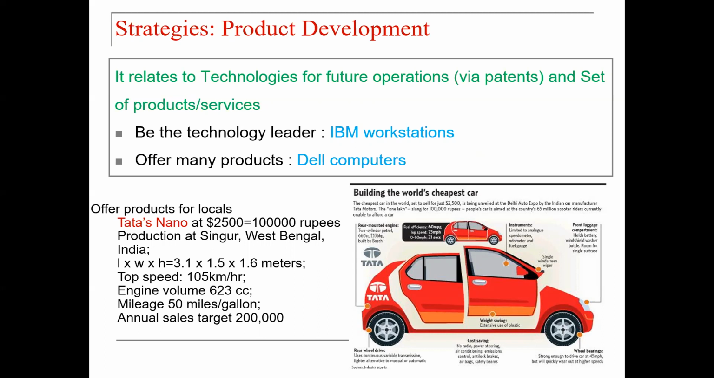We also have an example of a car. We call this example building the world's cheapest car. This was a product intended for this company. They wanted to be the ones producing this cheapest car, at a cost of $2,500. It was unveiled at the Delhi Auto Expo by the Indian car manufacturer Tata Motors.